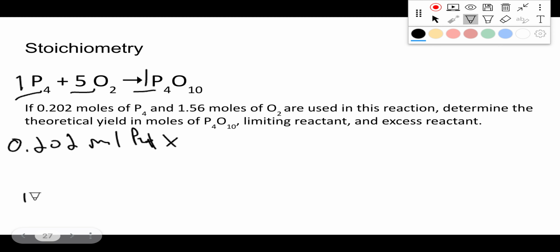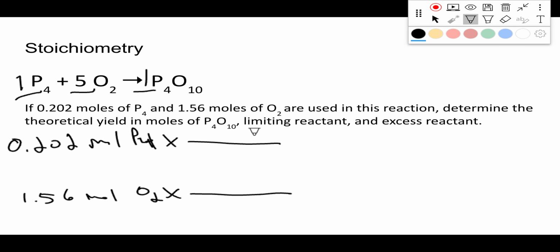And my other given is 1.56 moles of O2. When you do limiting and excess reactant problems, you have to use both reactants. This is a synthesis reaction because I have two reactants and one product. And so I'm going to convert both of my reactants to the product. And it specifically says that I have that much of my reactant. It says determine the theoretical yield in moles of P4O10, limiting reactant and excess reactant.